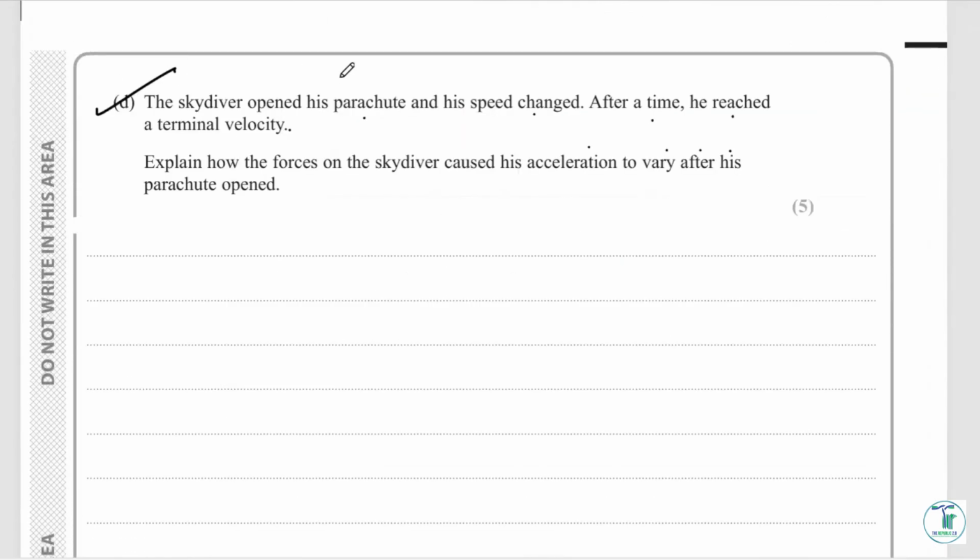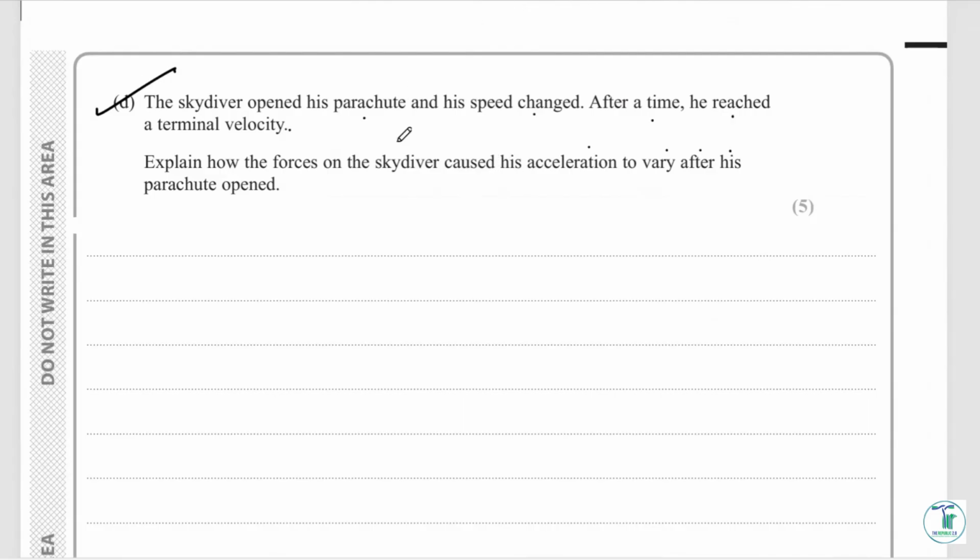Now, we've got something like the D part. The skydiver opened his parachute and his speed changed. After a time, he reached a terminal velocity. Explain how the forces acting on the skydiver caused this acceleration, and how this acceleration varied after the parachute opened.